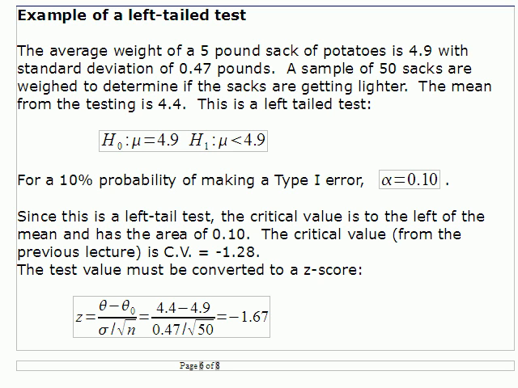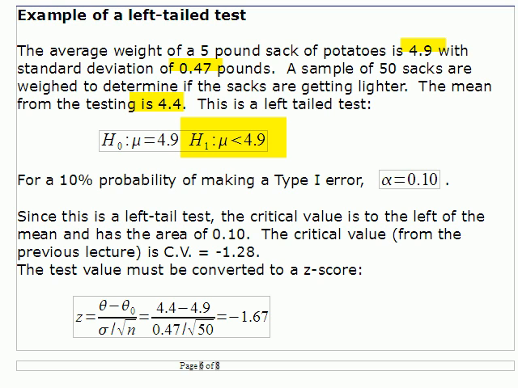Okay, for the left-tailed test, let's say the average weight of a sack of potatoes, a 5-pound sack of potatoes, is 4.9 pounds with a standard deviation of 0.47. Right. So then you get a sample of 50 sacks of potatoes and weigh them to see if the sacks are getting lighter. And the mean from the testing was 4.4. Remember, it was 4.9, now it's 4.4. So it's less than, so we're going to write it for a left-tailed test, meaning that the alternative hypothesis is written as mu is less than 4.9.